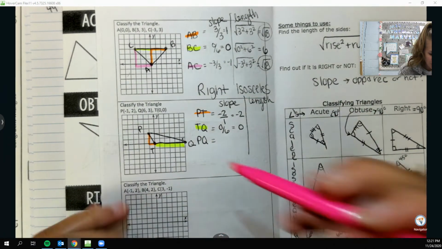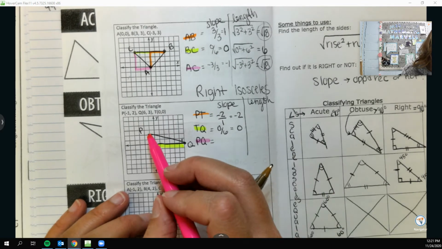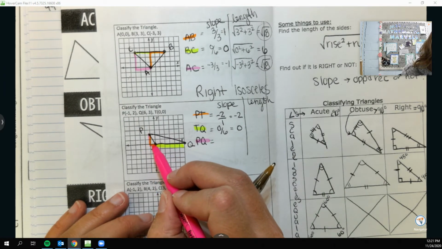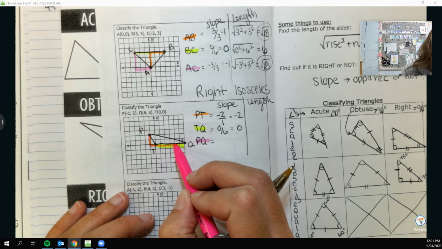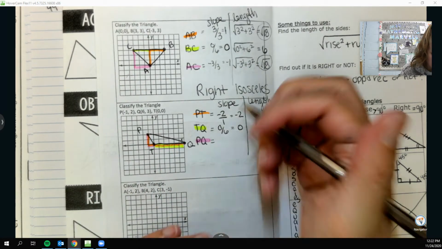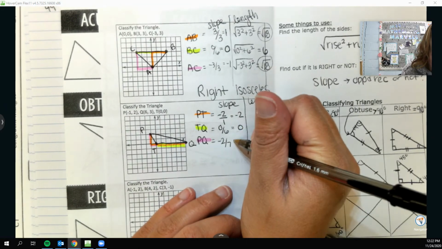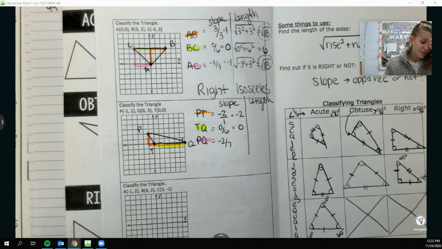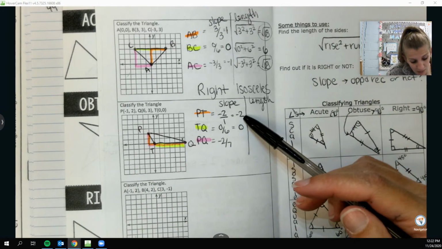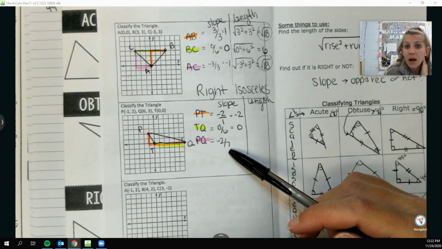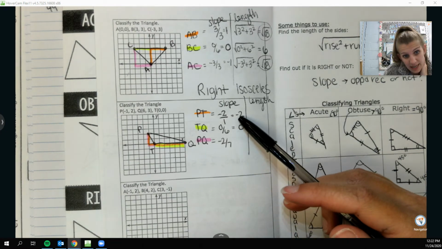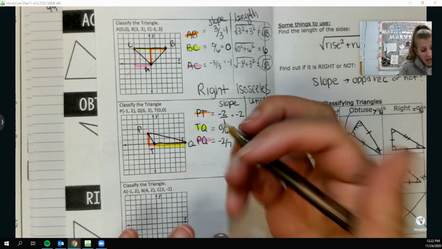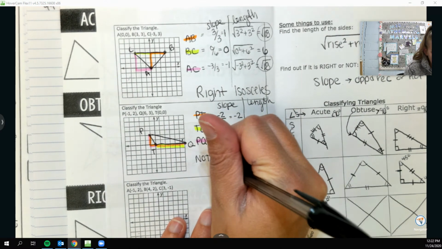And then for PQ, again, I have to start at P because it's leftmost. And I'm going to go down 2 and then over 1, 2, 3, 4, 5, 6, 7. So down 2 over 7, which doesn't reduce at all. So when I look through these slopes, none of them are opposite reciprocals of each other because I got negatives and 0. So it's not a right triangle. So not right.